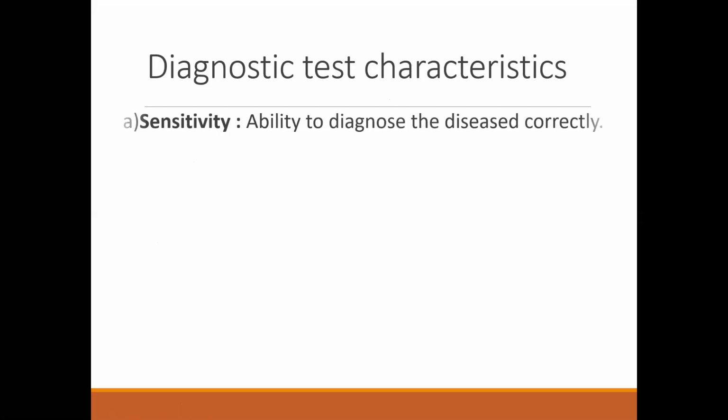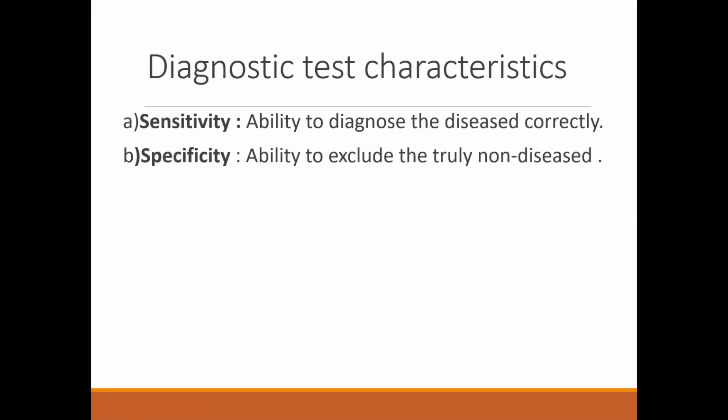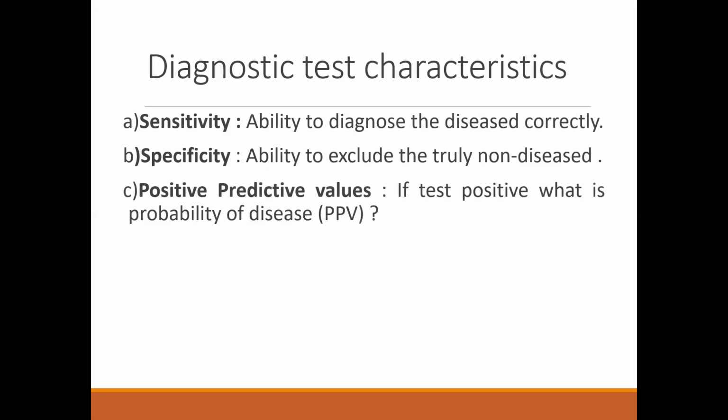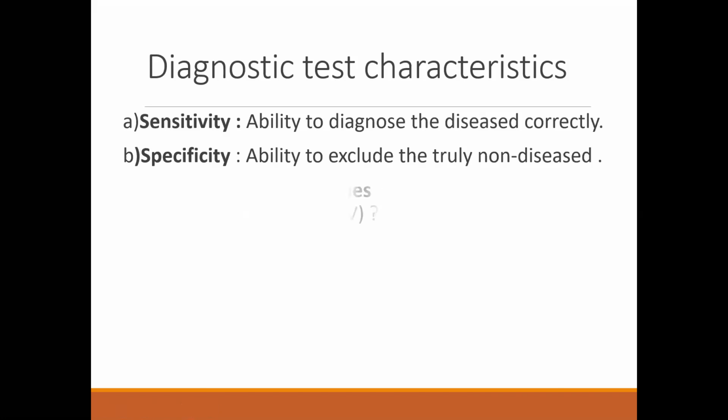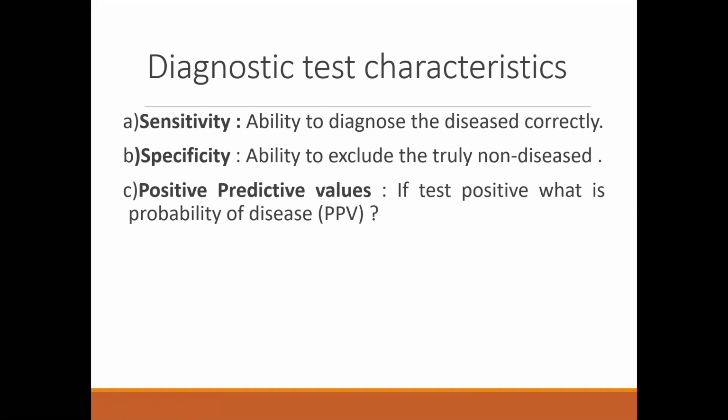Then what are the diagnostic test characteristics? The first one is sensitivity. All of you know what sensitivity is: the ability to diagnose the disease correctly. It's also called the true positive rate. Next is specificity, the ability to exclude the truly non-diseased. That is called specificity. Then there's positive predictive value. If the test result is positive, what is the probability of actually having that disease? That is called positive predictive value.